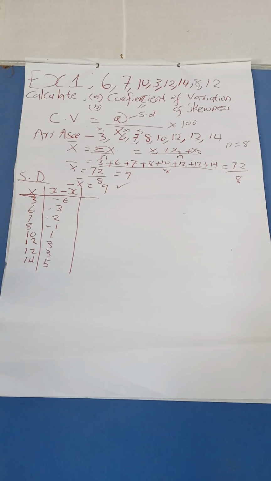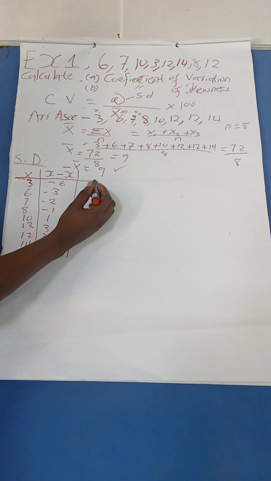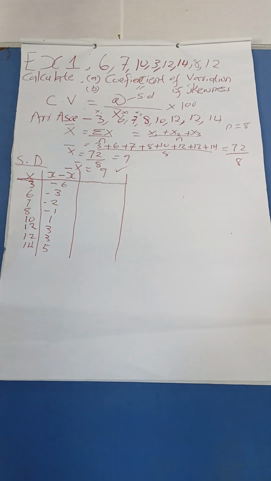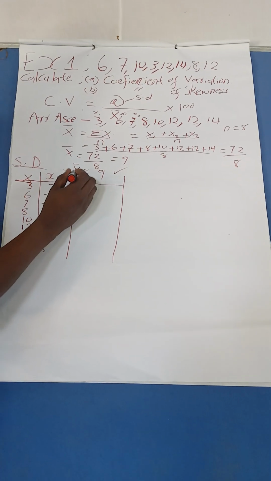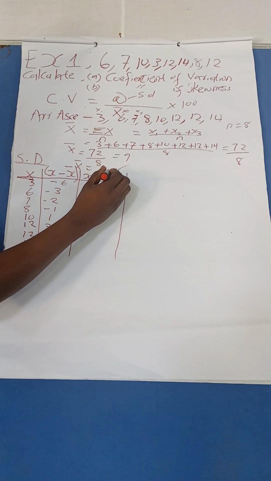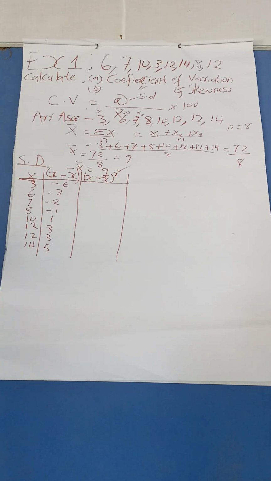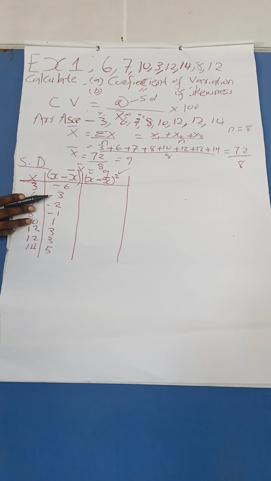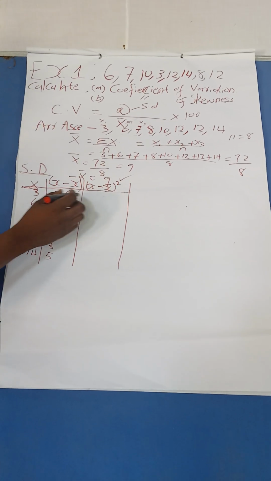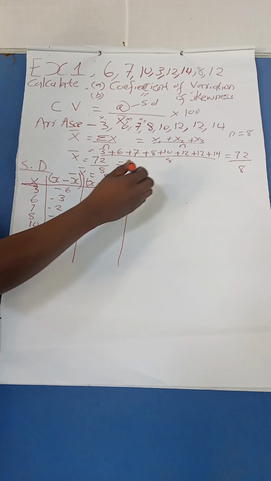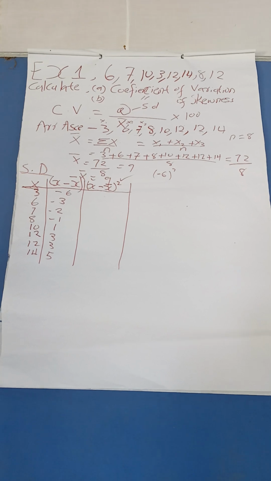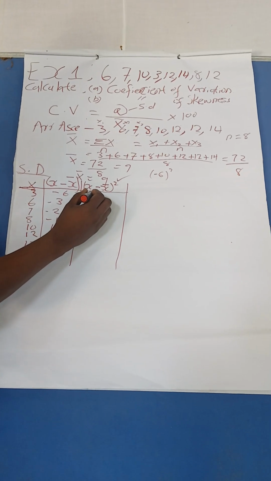So after that, you do what? Now, in the next column of that small table for calculating standard deviation, I will do something we call x minus mean squared. Meaning I'm going to square negative 6, negative 3, negative 2. Remember, if you square a negative, it becomes a positive. So if you square negative 6, it will be 36.